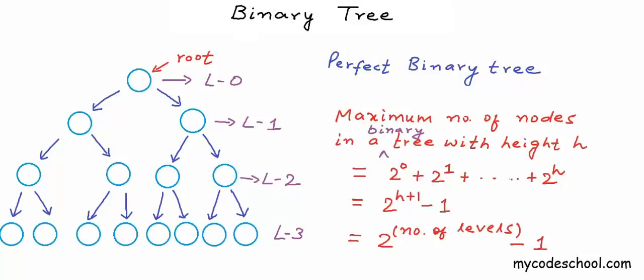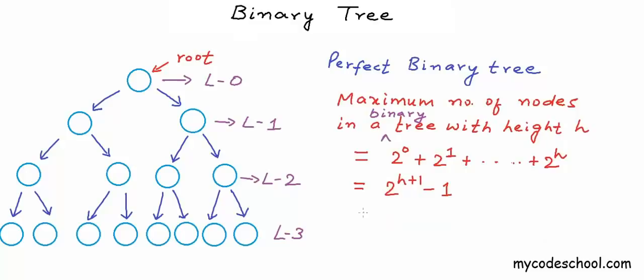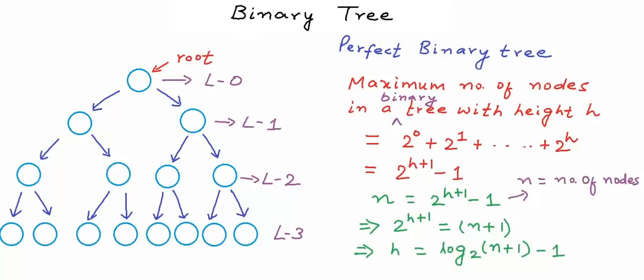Okay, I can ask you this also. What will be the height of a perfect binary tree with n nodes? Let's say n is the number of nodes in a perfect binary tree. To find out height, we'll have to solve this equation. n equals 2 to the power h plus 1 minus 1. Because if height is h, number of nodes will be 2 to the power h plus 1 minus 1. We can solve this equation and the result will be this.